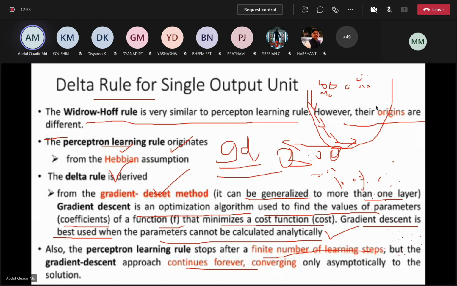Okay, but it is not going to converge at a point forever. So we are telling it might be forever, only asymptotically to be the solution. Asymptotically means what? We will say that after every iteration the error is reduced, so it will converge at a point 0 somewhere down the line. After 100 iterations or 500 iterations or 1000 iterations, we don't know.